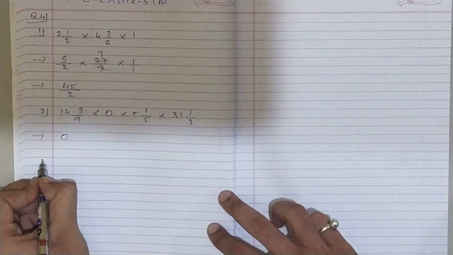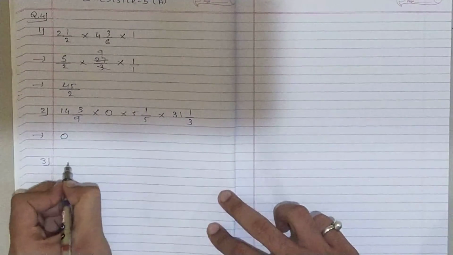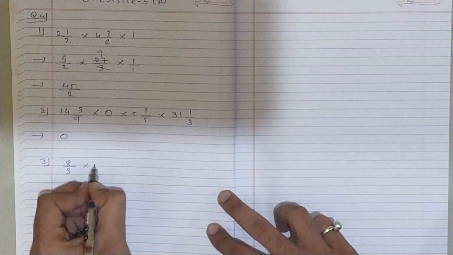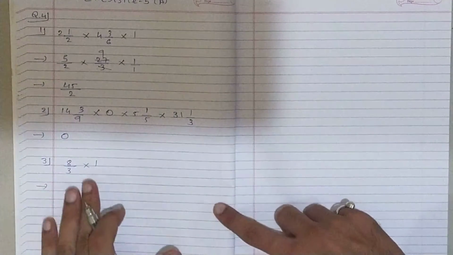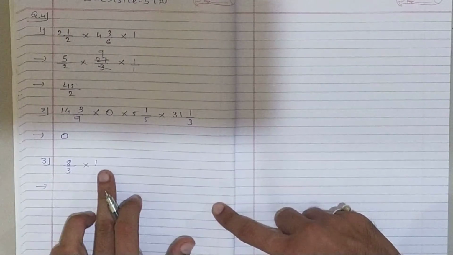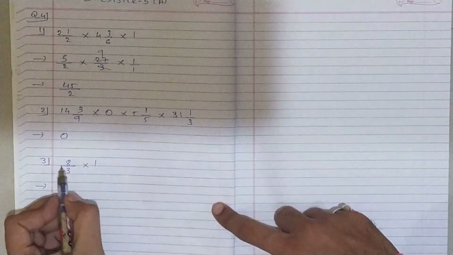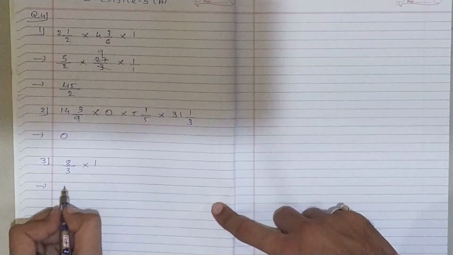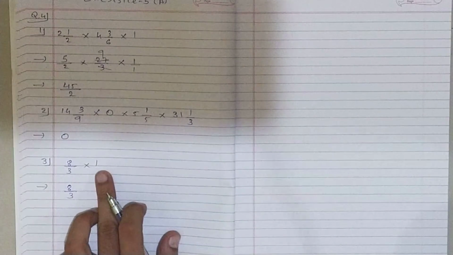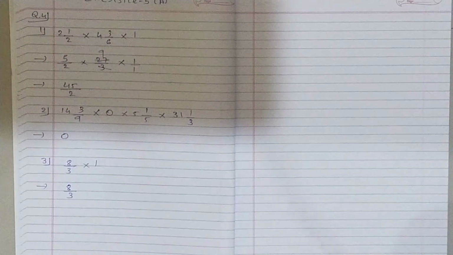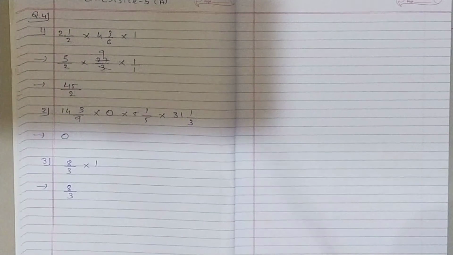Okay, now the third one, that is 8 upon 3 into 1, right? 8 upon 3 into 1. If you multiply any number by 1, the answer is that number itself. So whatever fraction you have written, the same fraction you have to write as the answer. 8 upon 3 is your answer because you are multiplying with 1. So no need to change anything, just write that number directly as the answer, that is 8 by 3. So the rest of the sums of question number 4 you have to do on your own.